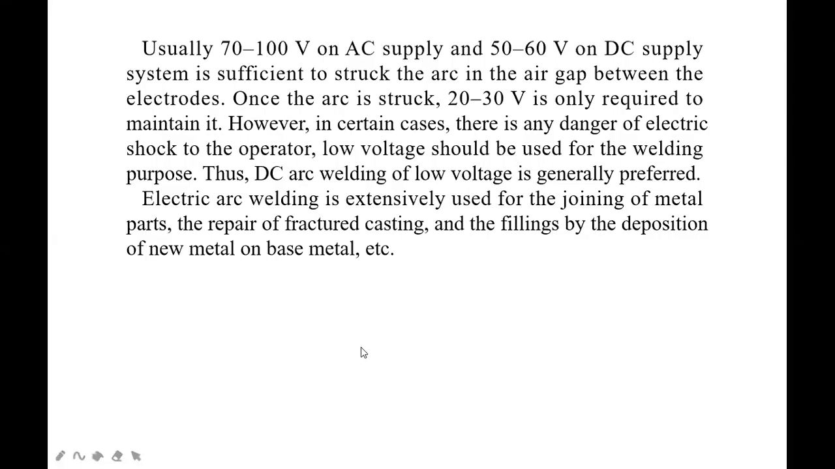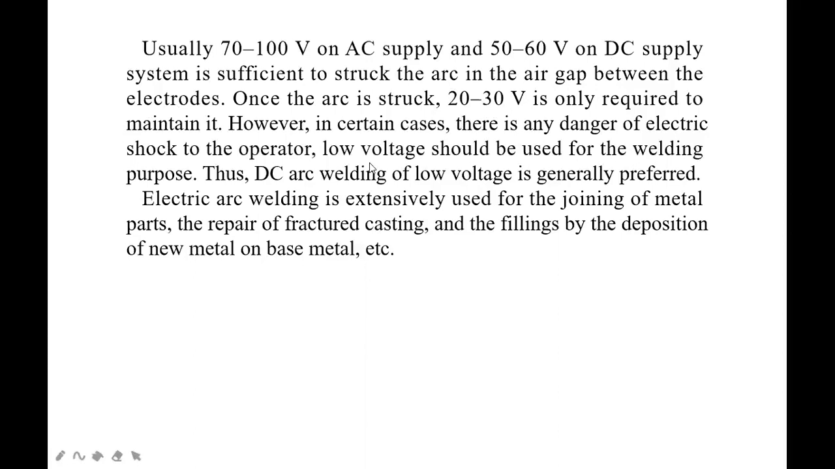Usually if you are using an AC supply, we use 70 to 100 volts AC, and 50 to 60 volts DC supply, sufficient to strike the arc in the air gap between the electrodes. Once the arc is struck, 20 to 30 volts is required to maintain that arc. Once it is formed, a voltage of 20 to 30 volts is enough.